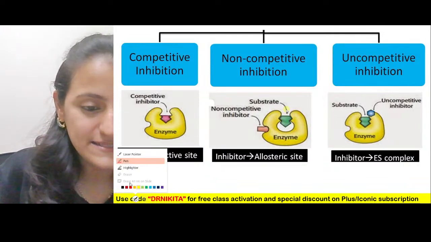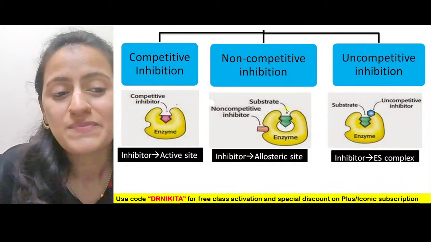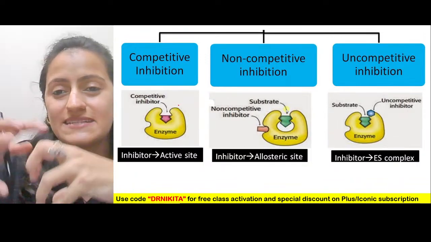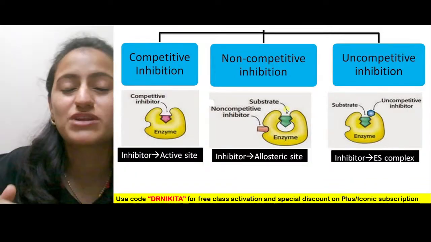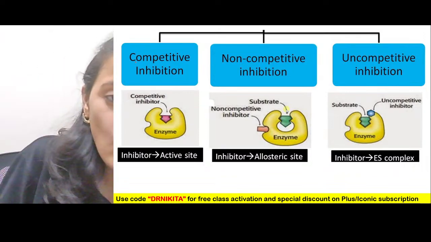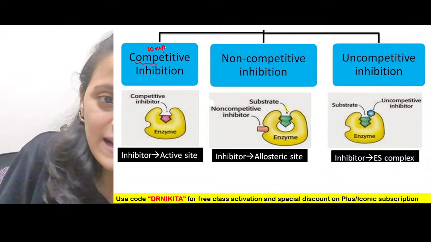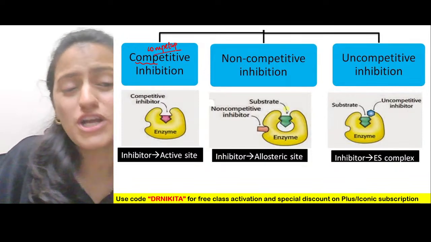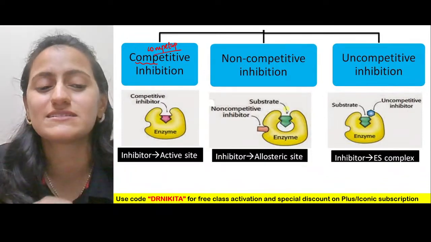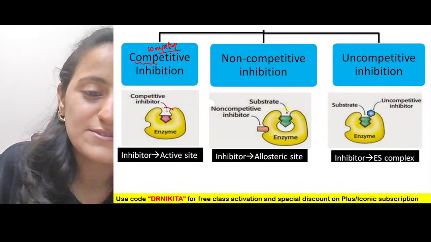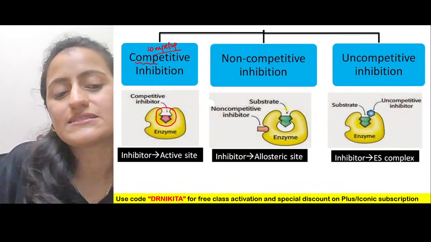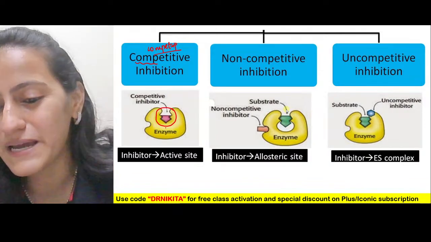So basically, as the term says, competitive means the enzyme site is the same where the substrate or the inhibitor binds. So competitive means that they are competing. Competitive means that they are competing for the same site. So you can see that there is only one site where both the substrate and the inhibitor would bind.